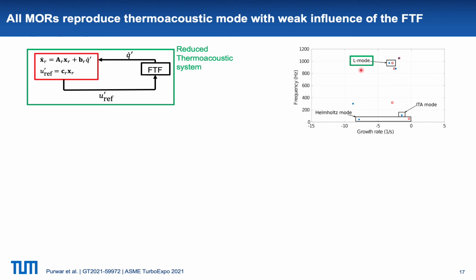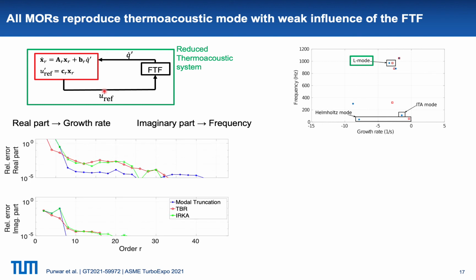This mode shows weak influence of the flame, as the passive acoustic mode and the thermoacoustic mode lie close to each other. After coupling the flame transfer function with the reduced acoustic subsystem from each of the reduction methods, we compute the eigenvalues and eigenmodes. We compare the relative error in the real and imaginary parts of the eigenvalues from all the three reduction methods by incrementing the order of the reduced model.